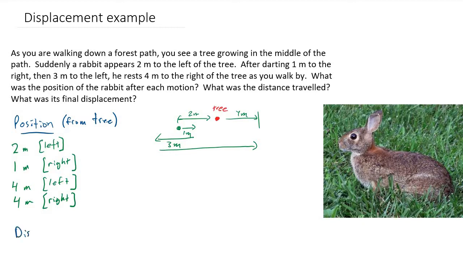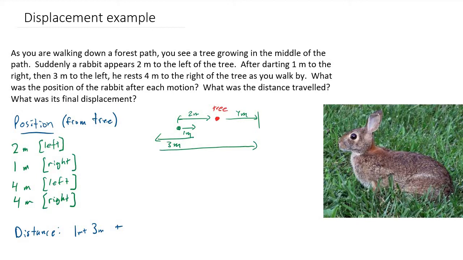So let's move on to the second question, the distance traveled. Well, the total distance traveled is going to just be a matter of adding up all the distances of his individual darting around. So it does not matter that he started 2 meters away from the tree. He darted 1 meter to the right, so that was 1 meter of motion. He darted 3 meters to the left. Let's also make a habit of keeping units with all of our information. And now he darted such that he ended up 4 meters to the right.